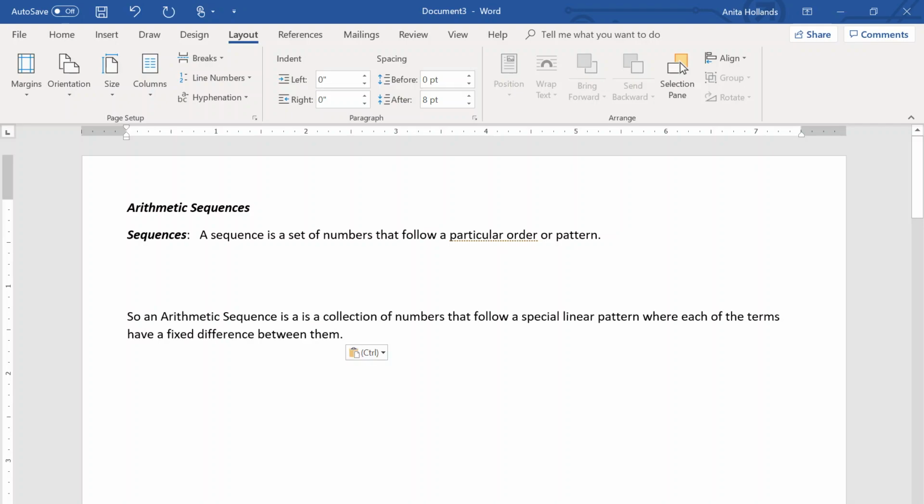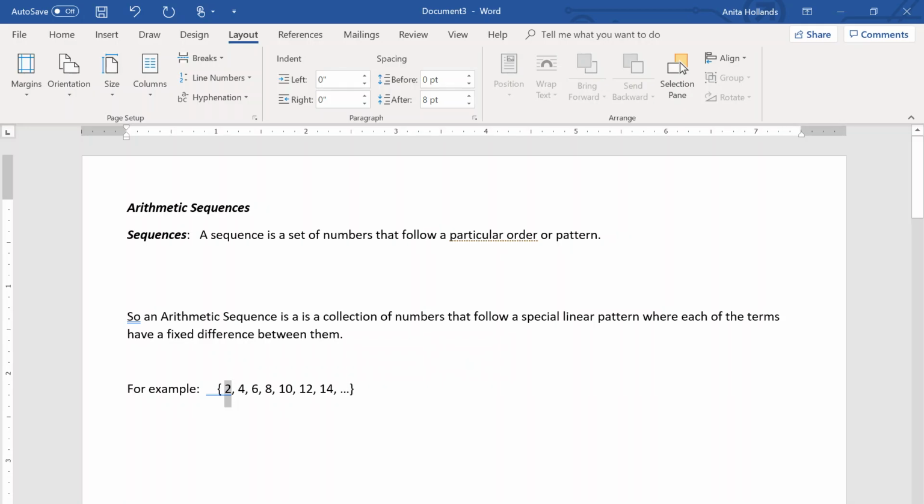So a collection of numbers that follow a special pattern where each of the terms has a fixed difference between them. That sounds a bit wordy, but we're going to go through some examples and take a look at this. So in this example here, we have a collection or a set of numbers, and a set, remember, is defined by these brackets here. This defines that everything within here is a set.